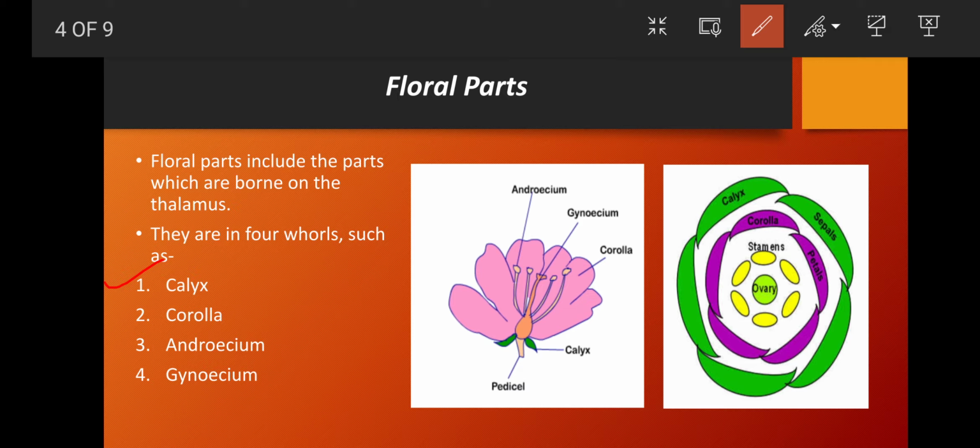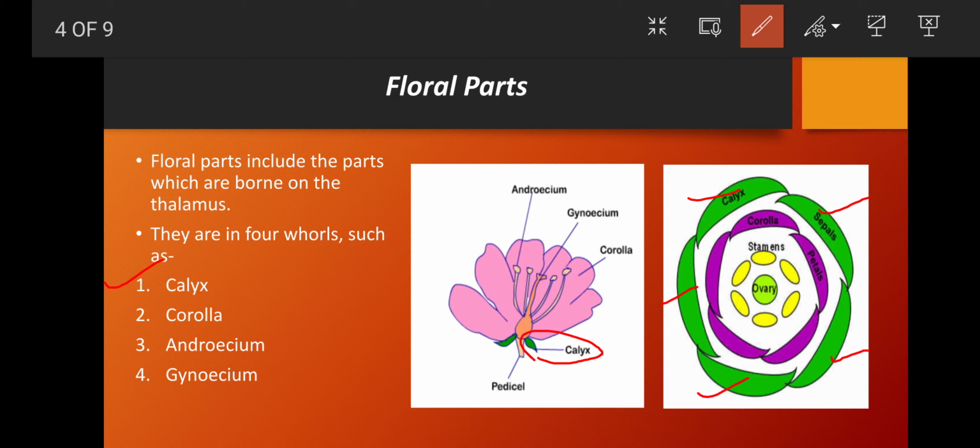In the picture given there of a flower, the green colored structure is your calyx, and as was mentioned, it is the outermost whorl of the flower. So this is a figure to show you the positioning of the four whorls, how they are positioned in a flower.